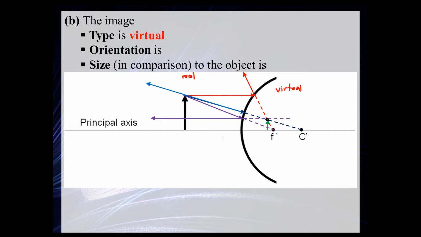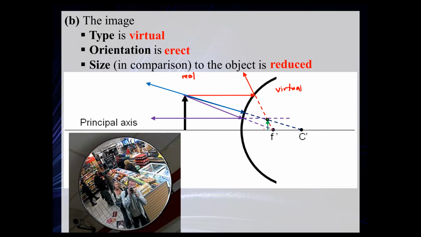The orientation, well, this time around, the arrow's pointing up initially for the object. The image orientation is also pointing up. It's upright or it's erect. How does the size of the image compare to that of the object? Well, once again, it's quite a bit smaller. It's reduced in size.